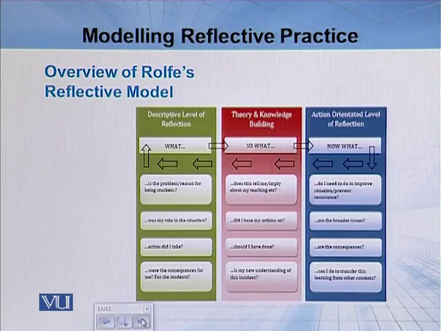But at the what level, it's very much about description. Whatever viewpoint you take is entirely up to you, but the what question will help you describe the things happening in the classroom. The so what is where you will take that description and start to link it to your own understandings and theories. And this then will lead into the now what, in other words, the action-oriented component of the model.